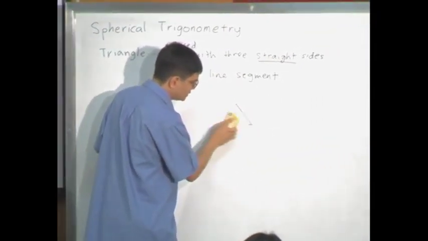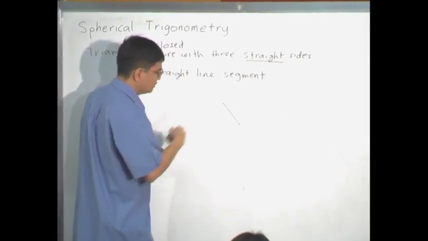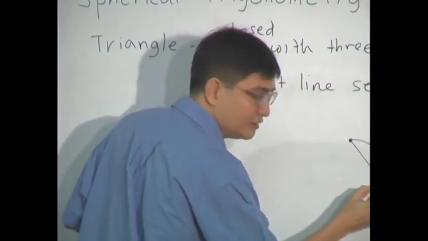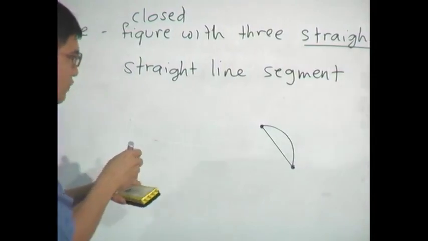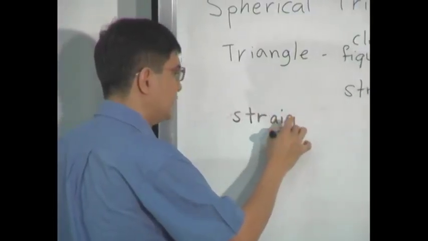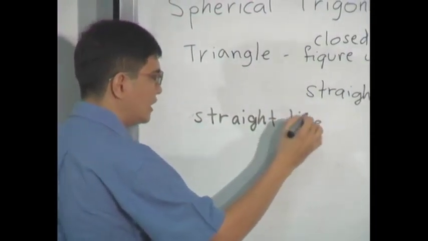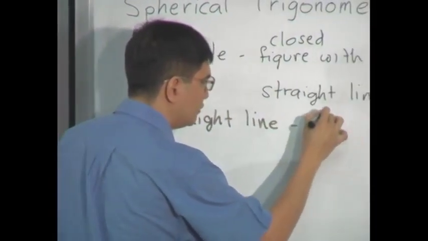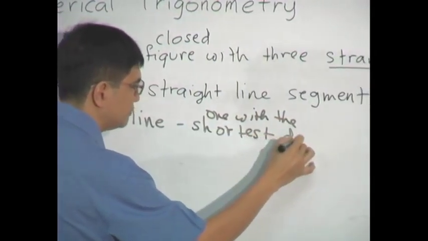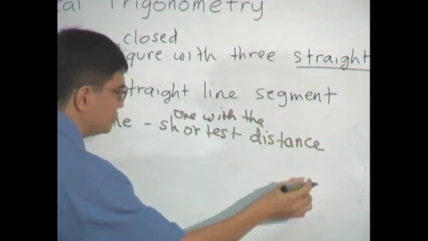And we could define a line segment as, if these are the 2 points, the distance between the 2 points. There are many ways of measuring distances. One way is to do it this way, another way is to do it that way. We're looking for the shortest distance between 2 points. So we can define a straight line as a line having the shortest distance between 2 points. We're going to come back to this later.